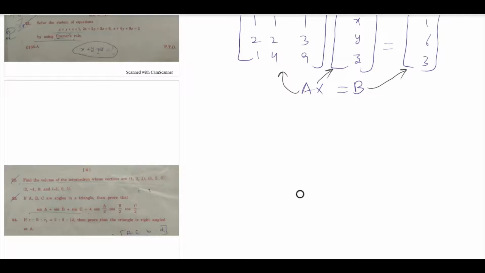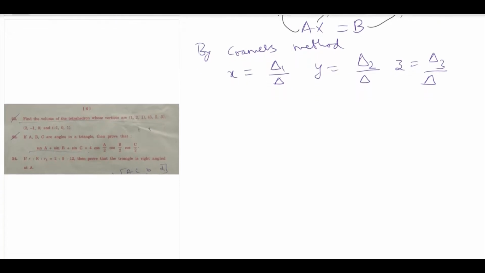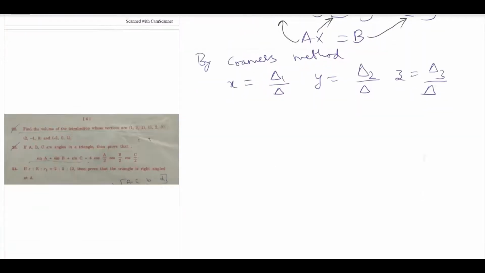By Cramer's rule, by Cramer's method, I can find the values of x, y, z, where x equals delta 1 by delta, y equals delta 2 by delta, and z equals delta 3 by delta. So to find x, y, z, I need to find the values of delta 1, delta 2, delta 3 and delta.